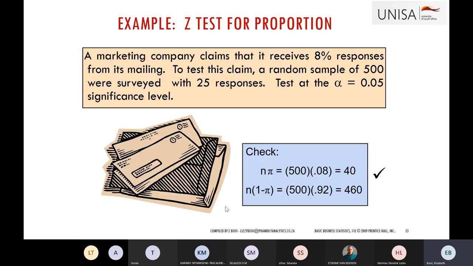Let's go ahead and look at an example of how we do the hypothesis testing for the proportion. A marketing company claims that it receives 8% response from its mailing. To test the claim, a random sample of 500 were surveyed with 25 responses. Test at the 0.05 level of significance. We know the six steps of hypothesis testing. They didn't give us the sample proportion, but they gave us the x observation, which is 25 responses, so we can calculate p. The first step is to state the null hypothesis and alternative.